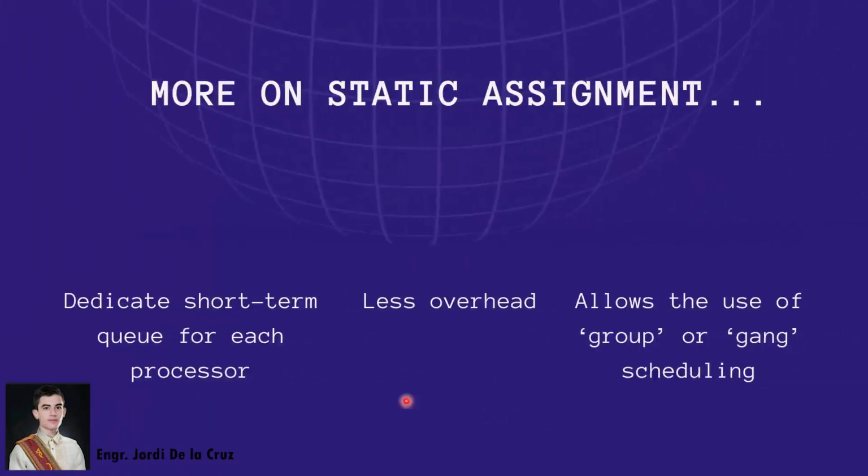Doing that would result in a dedicated short-term queue for each processor, less overhead, and allow the use of group scheduling. But note that having it static can leave a processor idle, so you would need to use a common queue. Though even among the dynamic and static assignments, there are still various methods. You can use a vast spectrum of approaches, but among them the most known are the master-slave architecture or the peer architecture.